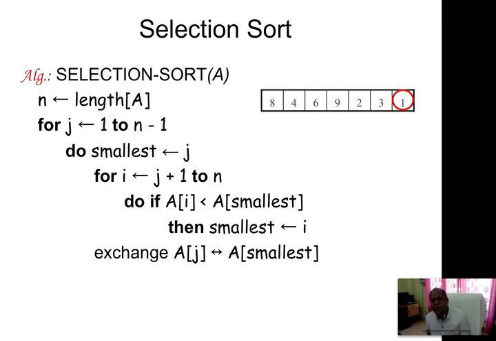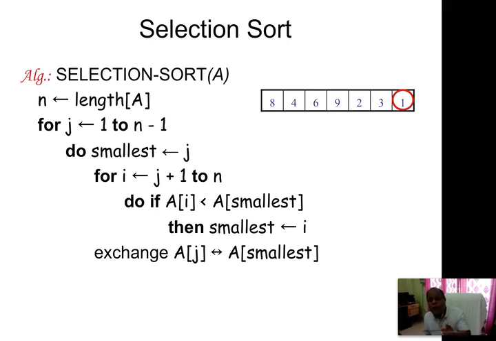I am explaining. In the first place, your j will be 1, hence j will point to your first element, and smallest index will be j. That means where 8 is there, the smallest element will be placed there. For time being, we are assuming that is the smallest element, but in reality it is not the smallest element. For i is equal to j plus 1, that means i will be 2.